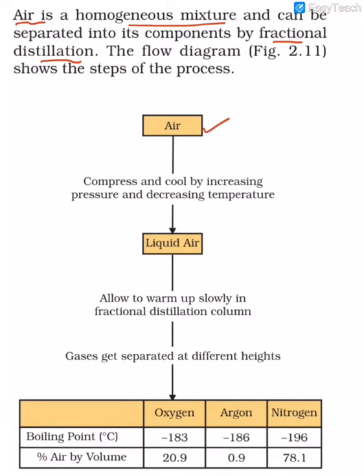So now you have air. In the first step, we compress and cool it by increasing the pressure. You will increase the pressure and then decrease the temperature. Now when you decrease the temperature of the gas, it gets converted into liquid air. This liquid air is allowed to warm up in the fractional distillation column, and according to their boiling points, the gases will be separated.